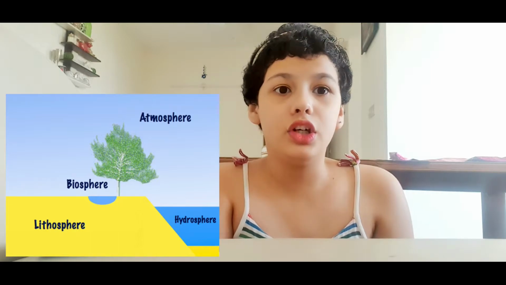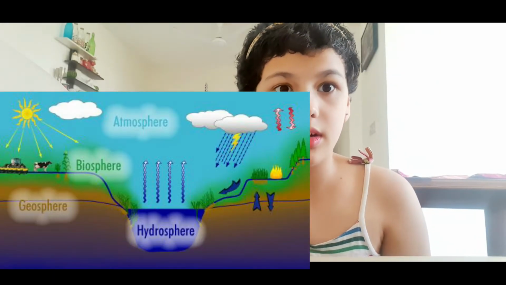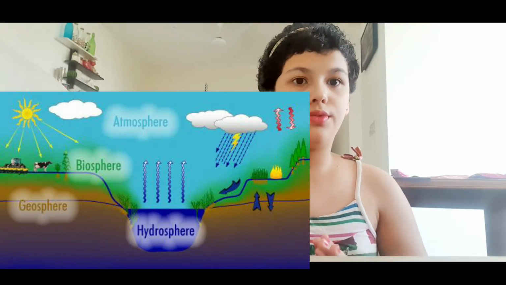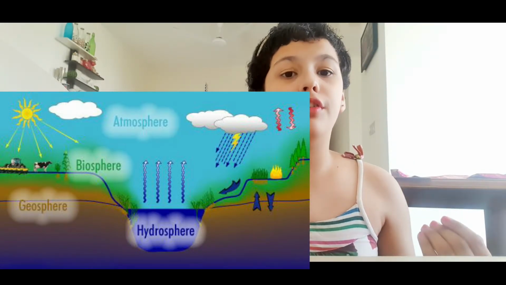So do you know what is lithosphere? Lithosphere is the uppermost layer and the hardest layer of all the layers of the earth, and it is made of rocks and minerals. Lithosphere, hydrosphere. So do you know what is hydrosphere? The domain of water is called hydrosphere. Means where the water is found, like sea, rivers, ponds, and many more. So this is called hydrosphere.